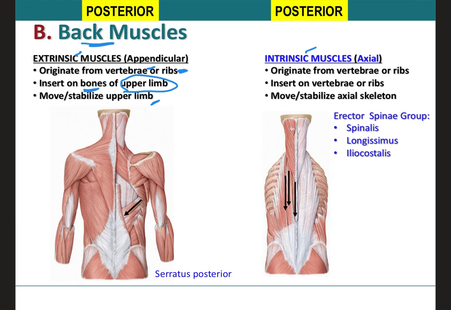So when we get to the next learning outcome, we will be talking about these muscles. Here we're going to focus on the intrinsic muscles, which will be the ones that will move the axial skeleton.